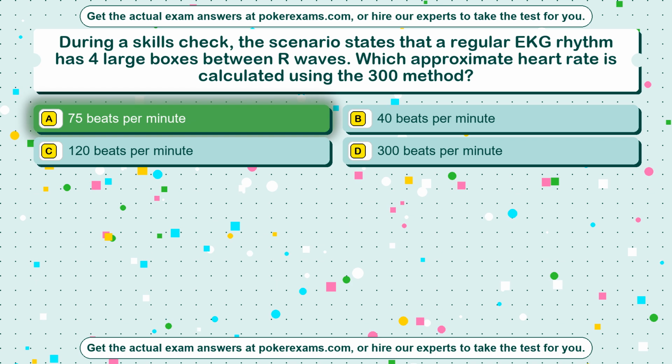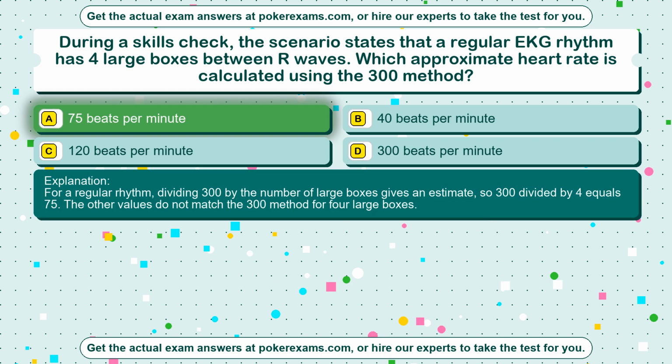The correct answer is option A, 75 beats per minute. For a regular rhythm, dividing 300 by the number of large boxes gives an estimate, so 300 divided by 4 equals 75. The other values do not match the 300 method for 4 large boxes.